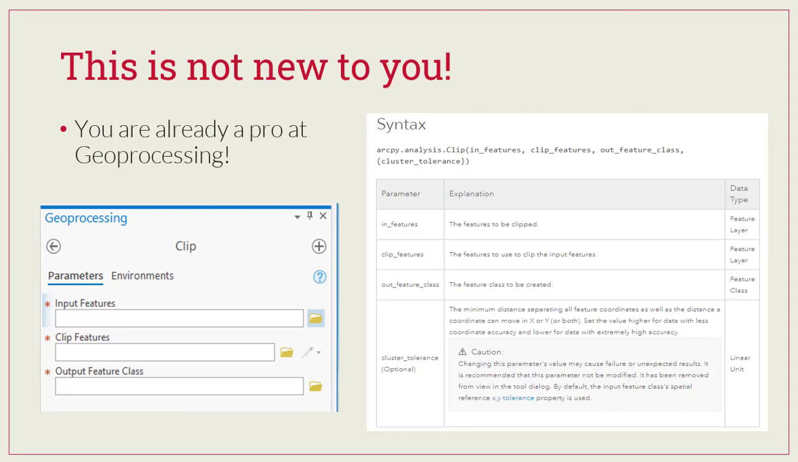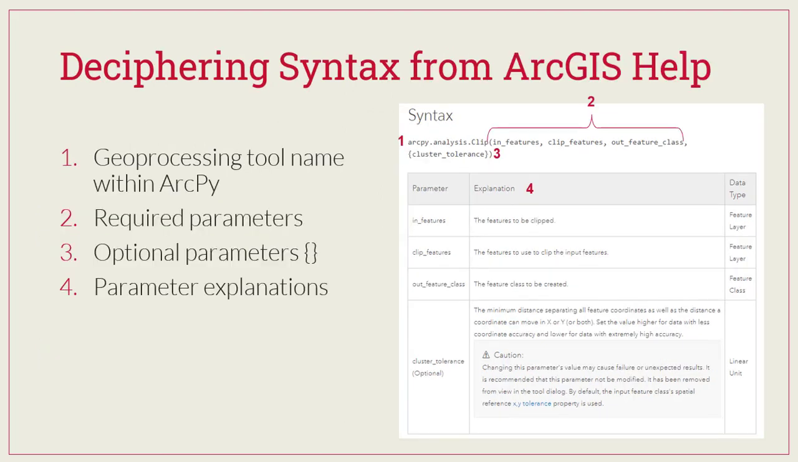The same is true when we're scripting this. Each of those boxes that we would fill out for the tool are those things that are listed in the parentheses of our syntax for our tool. So let's decipher a little bit our clip analysis syntax. Number 1 there is our geoprocessing tool name within ArcPy, arcpy.analysis.clip. Remember, that could also be arcpy.clip_analysis.